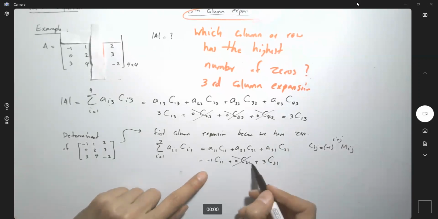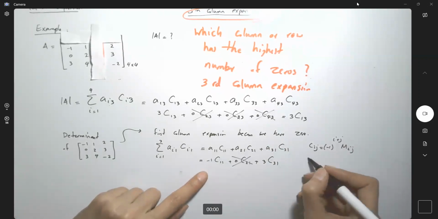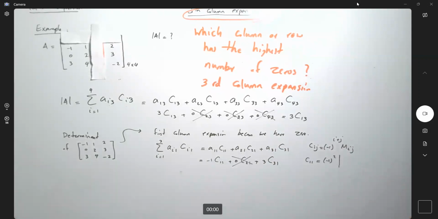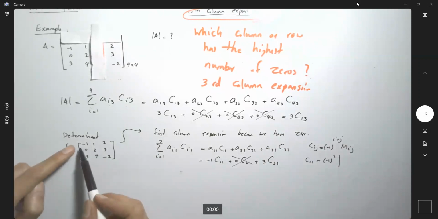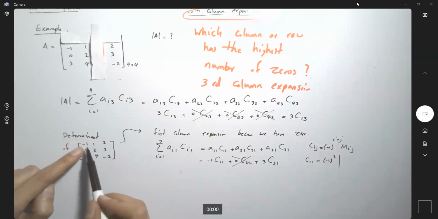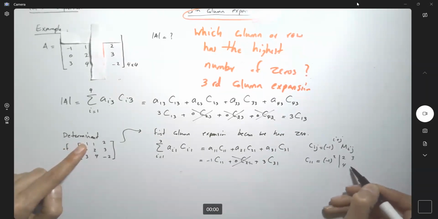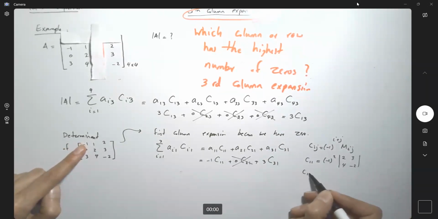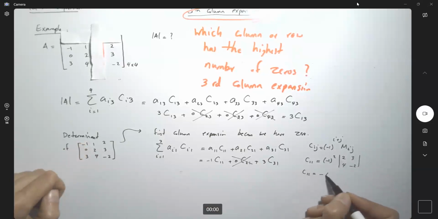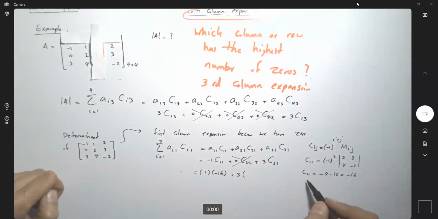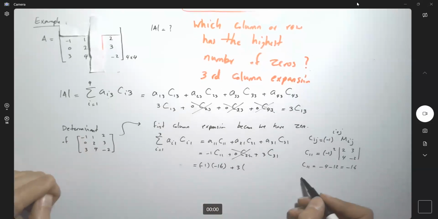So this is 0. I only need C11, which becomes negative 1 to the power 2, and I'm eliminating the first row and first column. So I'm left with this little matrix: 2, 3, 4, negative 2. C11 becomes 1 times negative 4 minus 12, or negative 16. So far I have negative 1 times negative 16 plus 3 times now C31.